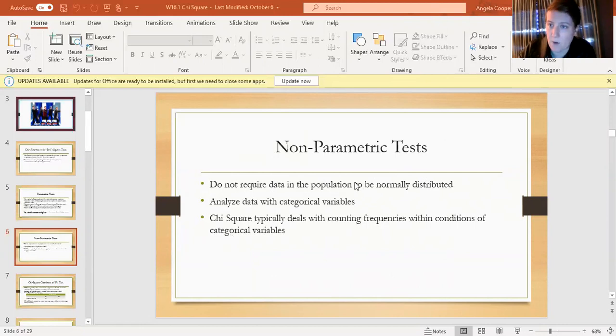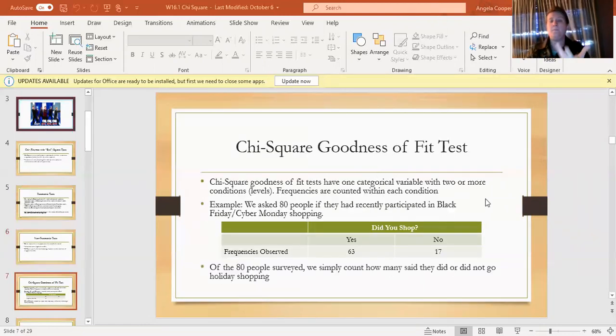Same thing with chi-square tests. We're going to be counting the frequencies within the conditions of these categorical variables. So as an example, we have to start a chi-square goodness of fit test.